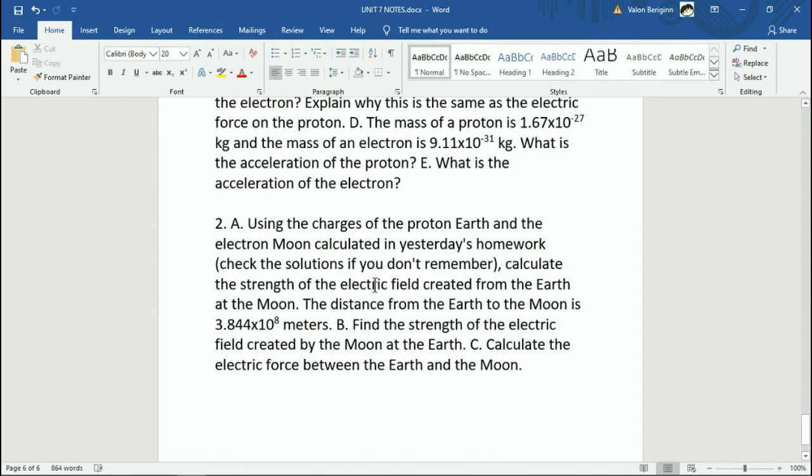So calculate the strength of the electric field created from the Earth at the Moon. Okay, so the Earth is the one that's creating the field, and you want to find the strength when you're at the Moon's position, and then here's the distance between the Earth and the Moon, this many meters. Then, do the reverse. Find the strength of the electric field created by the Moon at the Earth. So again, now the Moon's creating the field. What is the one that the Earth feels? And then what is the force between the Earth and the Moon? Okay, so you can see how this works and work through this stuff that way.